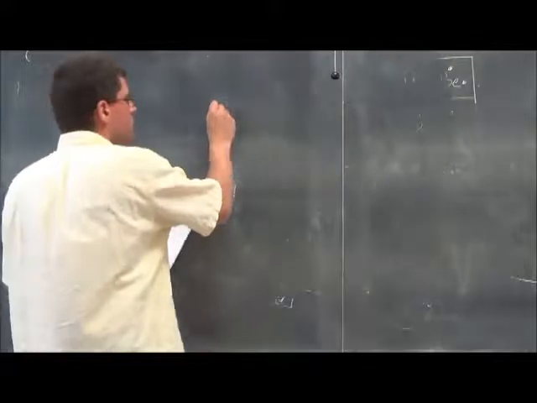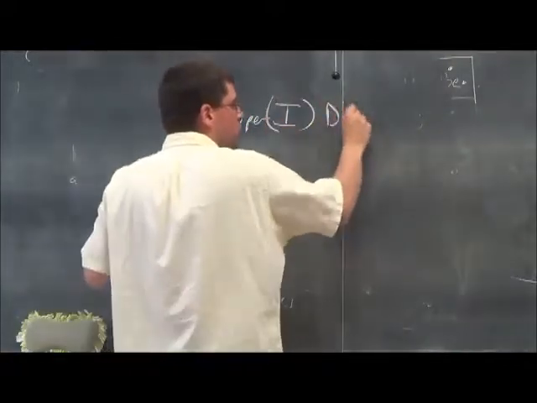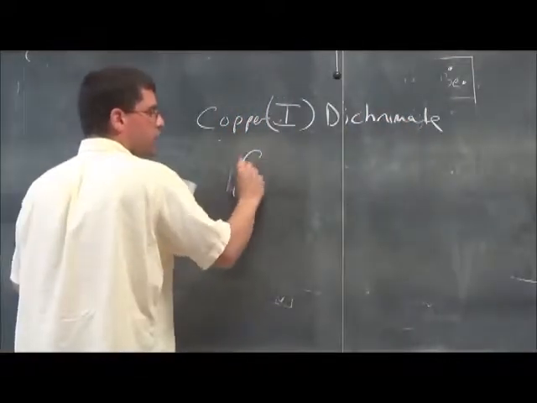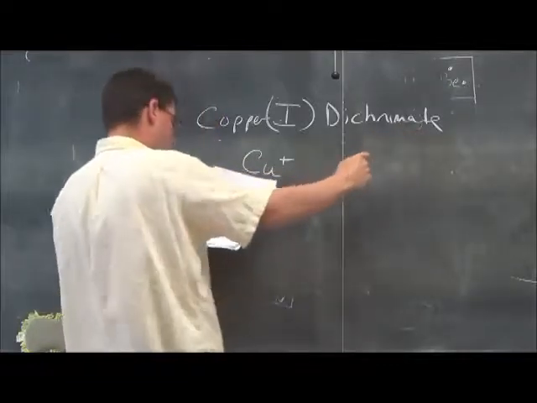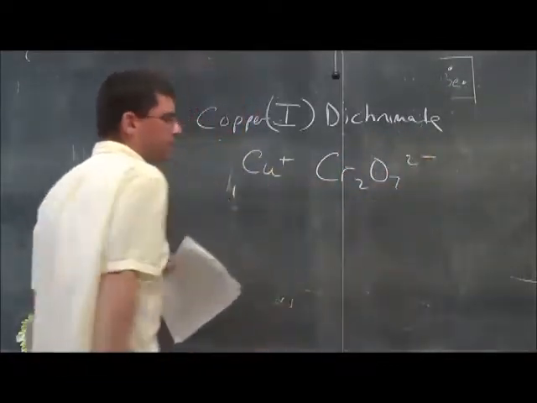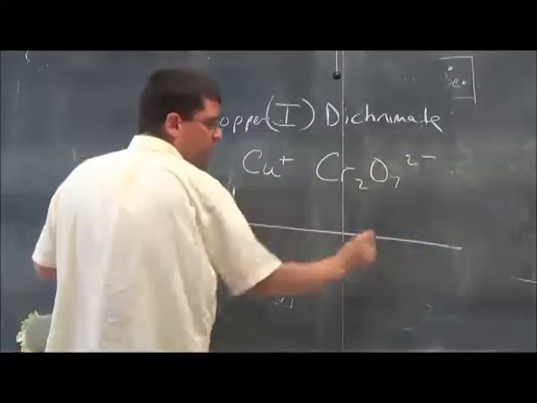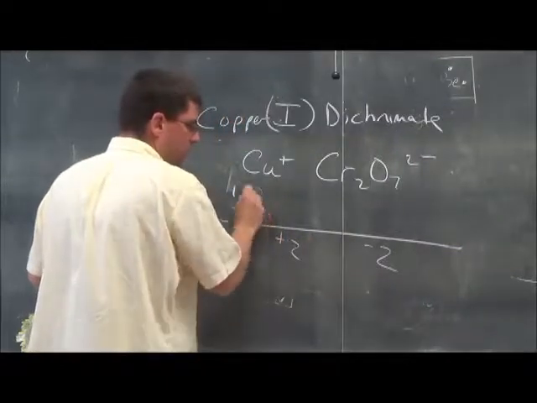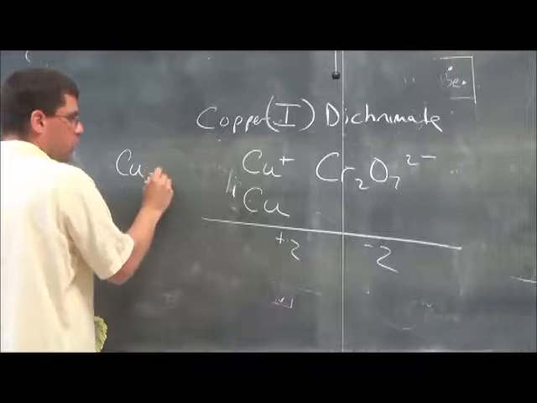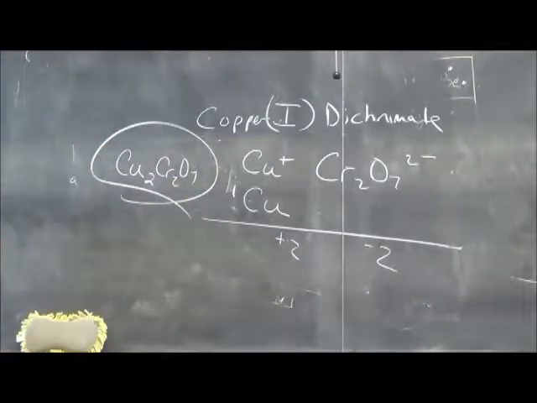Copper 1 dichromate. And again, with the transition metal, I will give you the information for your test. So copper 1 dichromate, Cu+, dichromate, we've got Cr2O7, 2 negative. Okay, so I've got a positive 1 charge, I've got a negative 2 charge here. But I need another copper. So my answer is Cu2Cr2O7. There's your final answer for that one.